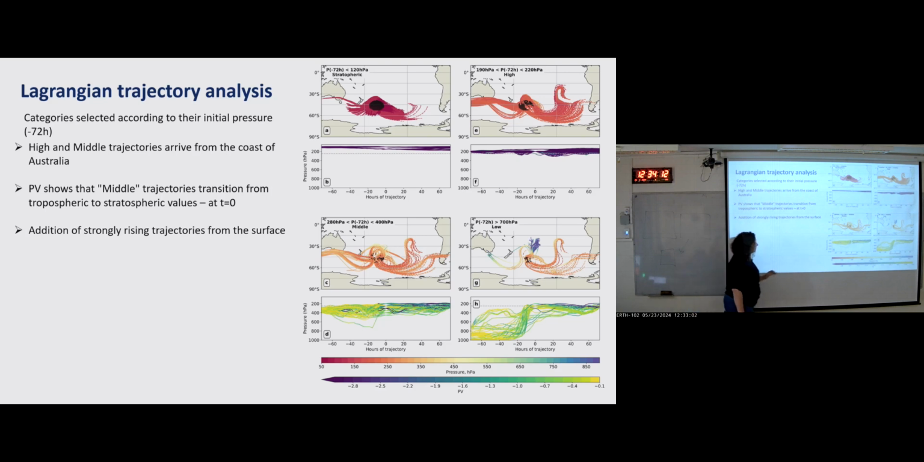What we also plot here is the potential vorticity, and that's the color of the lines. So if we have colors that are changing from these yellowish colors, which are tropospheric values of potential vorticity, that would turn into the bluish colors as they enter the stratosphere. And we can see that these middle trajectories are actually doing this transition. Okay, so they are going from one to another. And the last one is actually trajectories that are coming all the way up from the surface. So in 24 hours, they're actually rising all the way from the surface of the ocean, all the way up through the troposphere and even entering the stratosphere. And that's a very strong and very fast ascent.